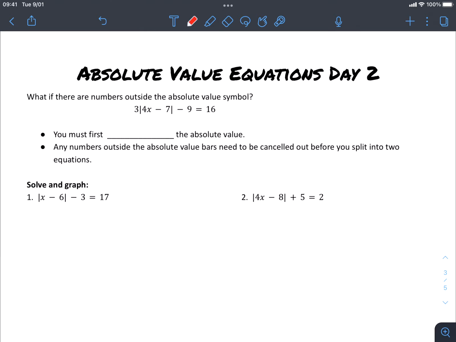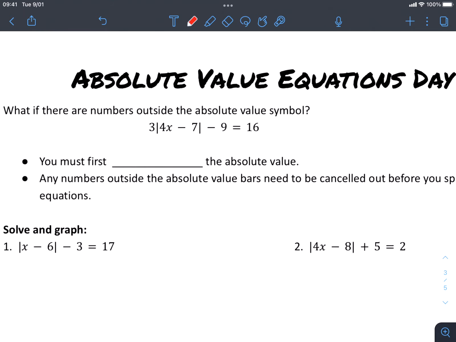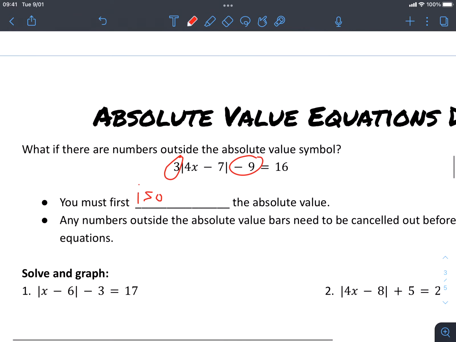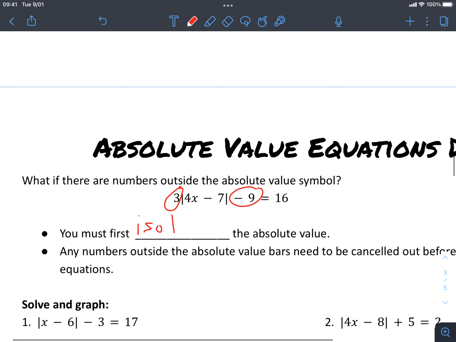When I say get rid of those things, I'm specifically referring to the 3 and the -9 here in this equation. I want to be able to get rid of those to get the absolute value by itself. And when I am getting the absolute value by itself, I am isolating the absolute value. So the first step is to isolate the absolute value.